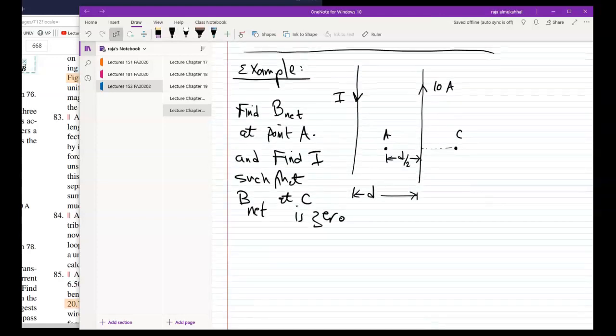Okay? Let me explain it to you. One more thing, let me just give you one number. So here D, this one, by the way, the distance between C and the 10 amp wire is also D over 2. And then D is given to us as 10 centimeters, okay? So here's what's happening. Let me just make sure I've read it correctly. Find the B net at point A. So we want to find the net magnetic field at point A. And we want to find what is the value of I. Okay, we don't know what I is, such that the B net at C is equal to 0. Okay?